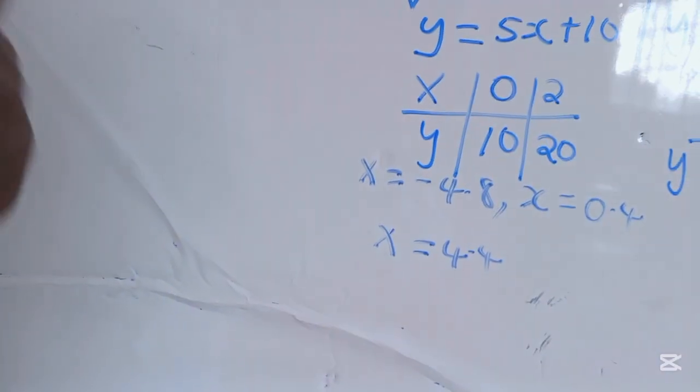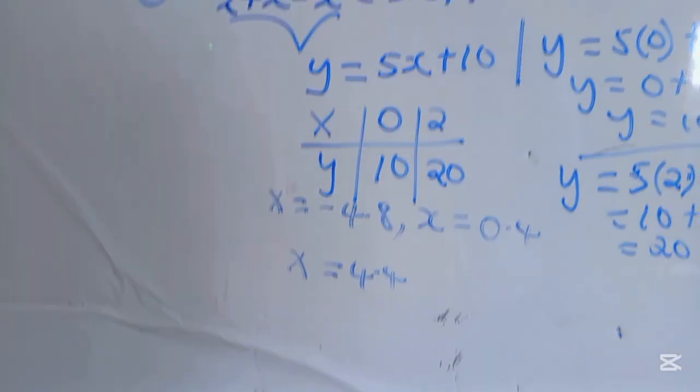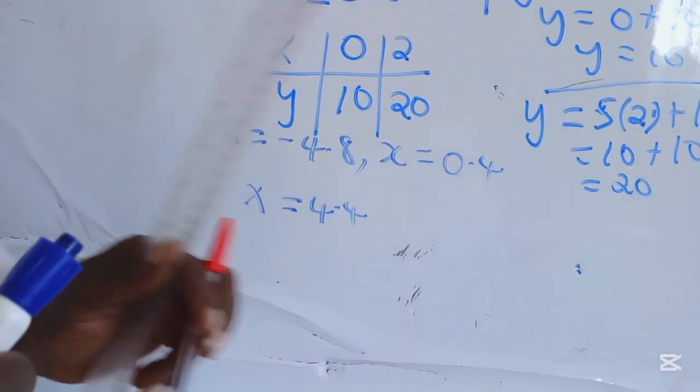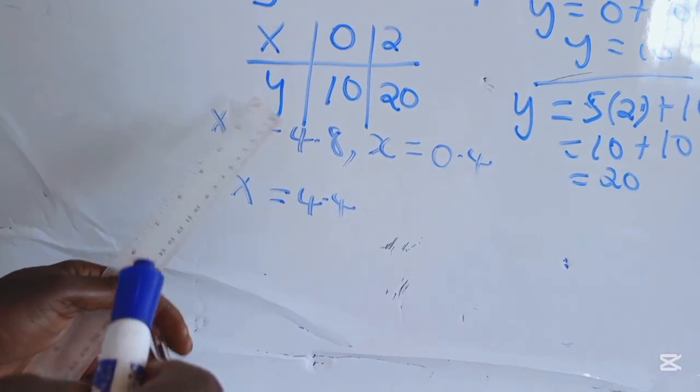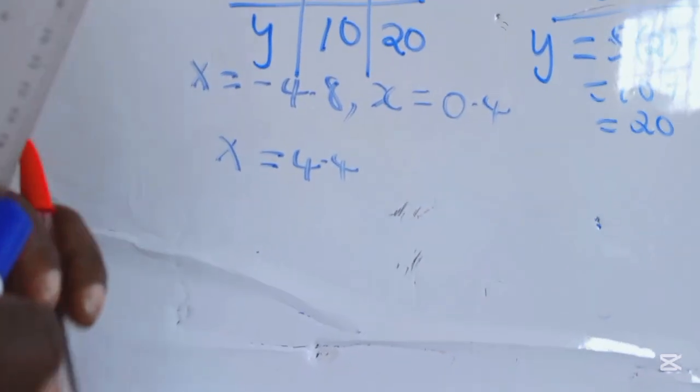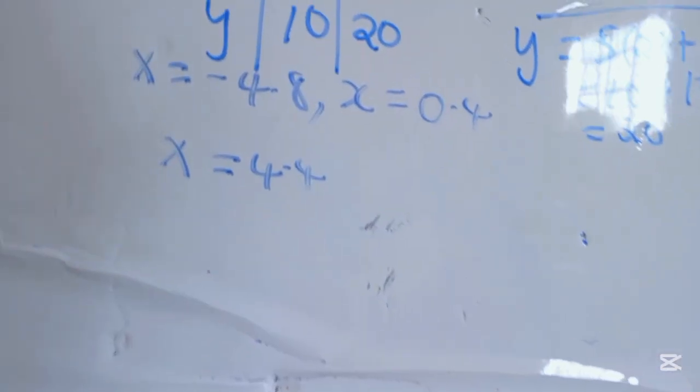Somebody is going to ask me, sir, are they exact? No, sometimes we give you an allowance, plus or minus 0.1. So if someone gets 0.5, 0 point somewhere there, it's fine. We are going to give that range.